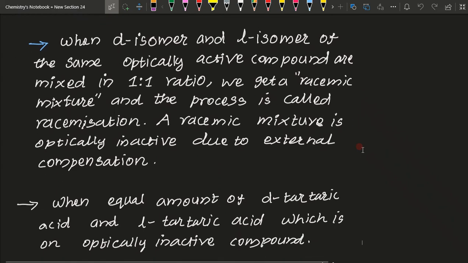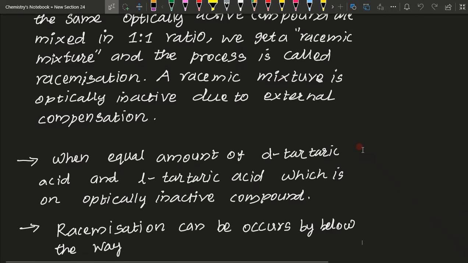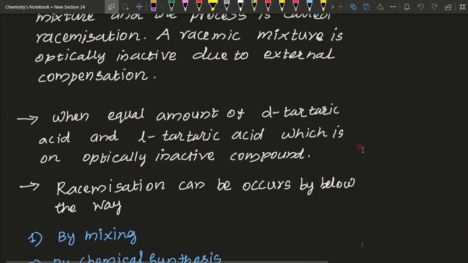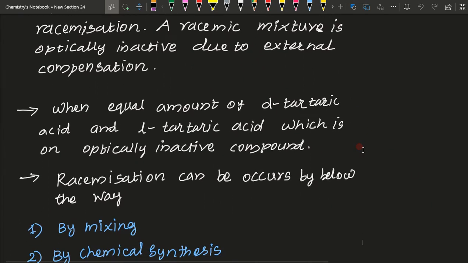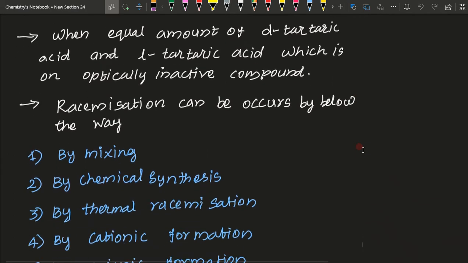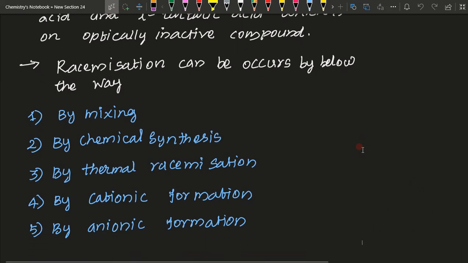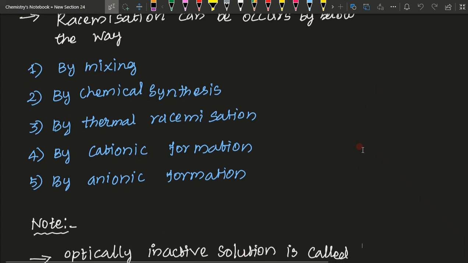compensation. Next, when equal amounts of D tartaric acid and L tartaric acid are mixed, we get an optically inactive compound. Racemisation can occur in the following ways: first, by mixing; second, by chemical synthesis; third, by thermal racemisation; fourth, by cationic formation; fifth, by anionic formation. First we will see mixing.